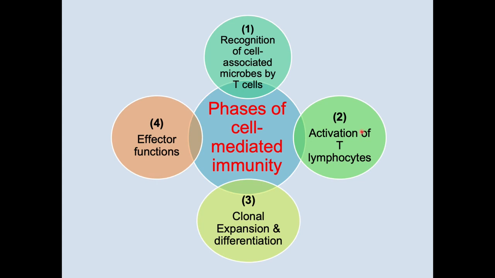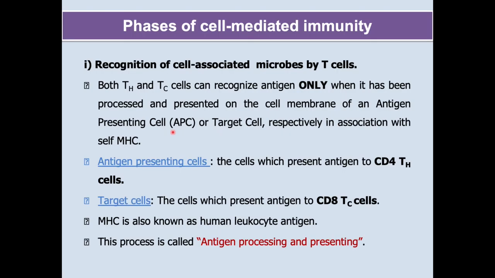Okay, so these are the phases of cell-mediated immunity. It's almost the same as humoral immunity. First, recognition of cell-associated microbes by T cells. Second, activation of T cell lymphocytes. The third one, clonal expansion and differentiation. And the last one is effector functions. Okay, let's go to the first phase, which is recognition of cell-associated microbes by the T cells.